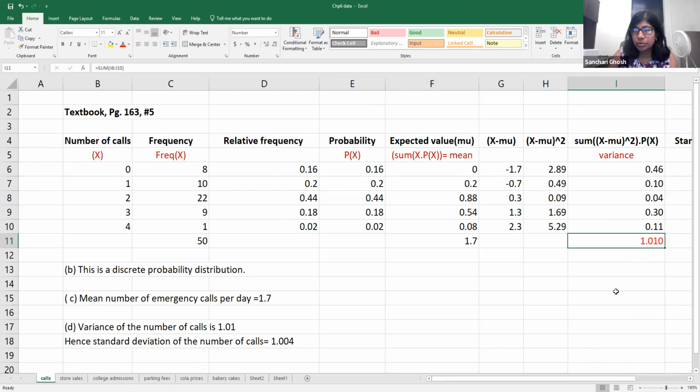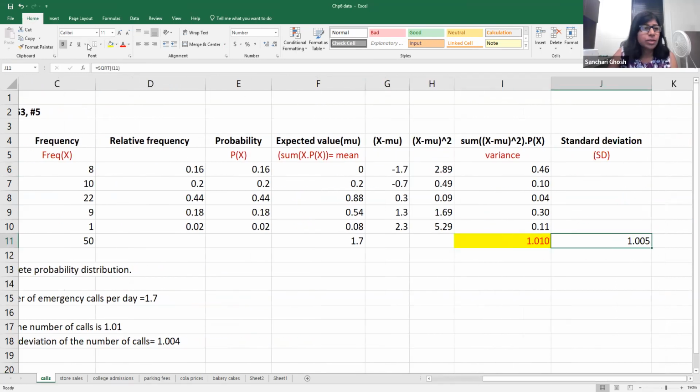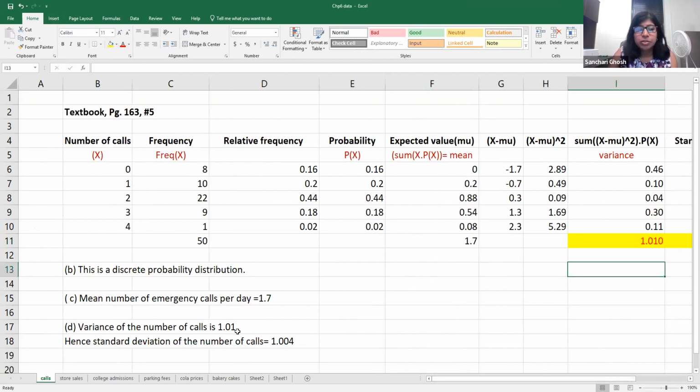Let's log these out. That's your standard deviation, log these out. So these are your various numbers. So basically you answer the questions. Is a discrete probability distribution, mean number of emergency calls, you put out this number, and variance and standard deviation of calls. The rest of the problems are pretty much the same.